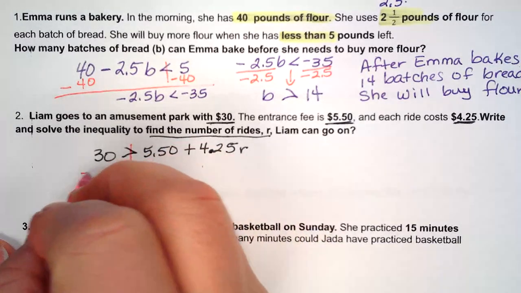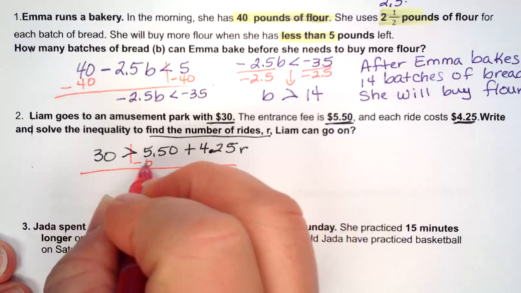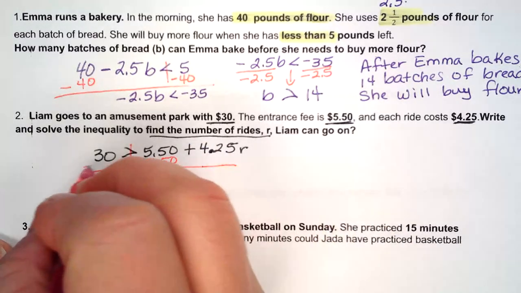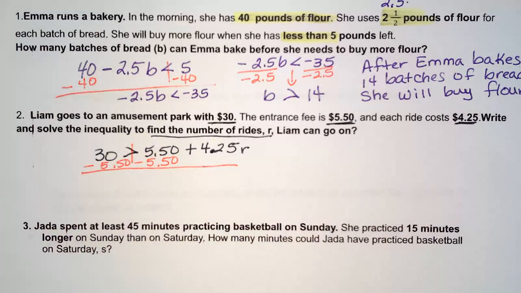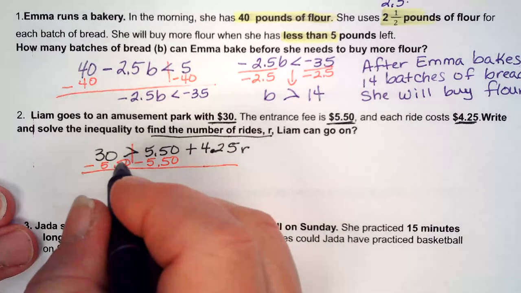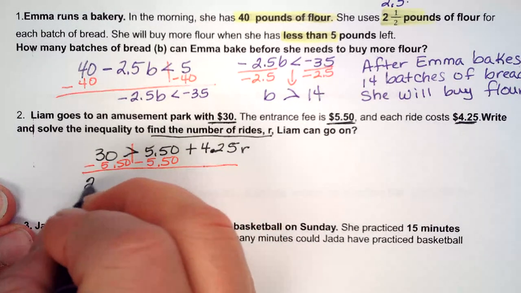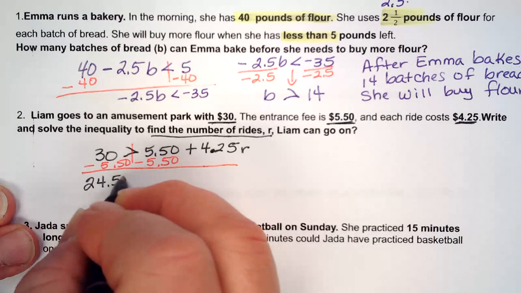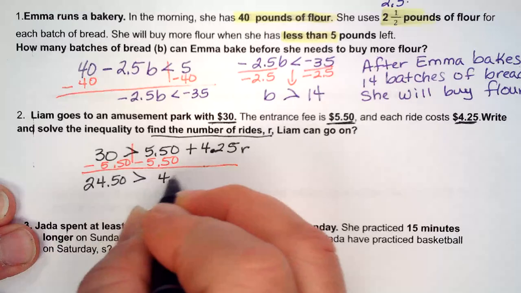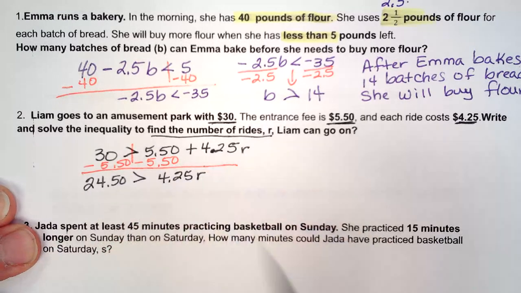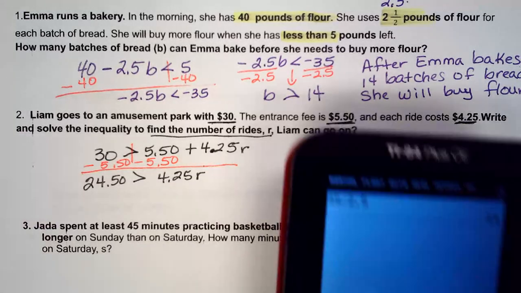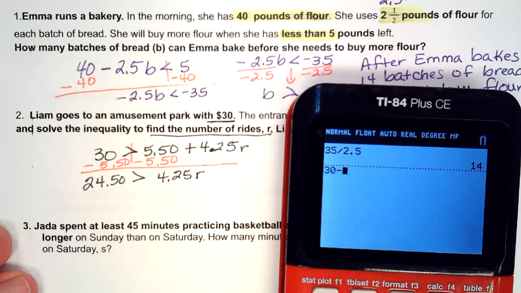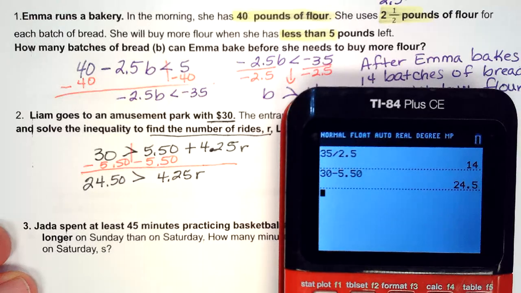So we're going to subtract $5.50 from both sides. So 30 minus 5 is 25, minus another 50 cents is $24.50. Is greater than 4.25 R. Okay, whenever you do mental math, especially if you're taking a test, you'll want to check it. 30 minus 5.50 is $24.50. I was correct.